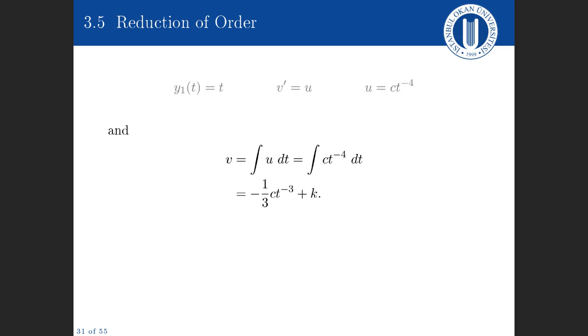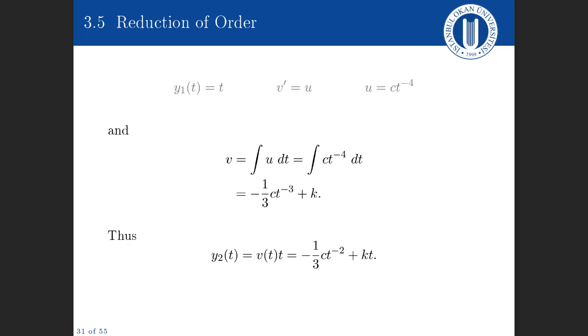So let's just recap. We know that y1 is t, that's our first solution. We've done the substitution, v prime is equal to u, and now we've found that u is equal to c t to the power minus 4. Integrate this to find v, minus a third c t to the power minus 3 plus k. And therefore y2 must be minus a third c t to the power minus 2 plus kt.